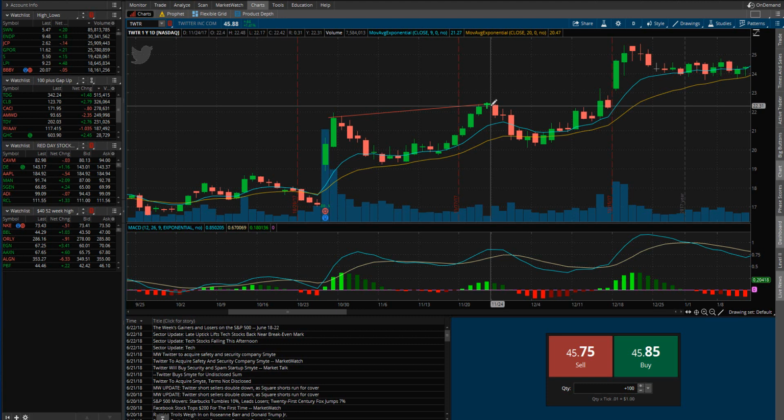Now, like I said in the beginning of the video, divergence means to separate. So with a bearish divergence, that means to separate, to get away from the bearish pattern. And when you're getting away from that bearish pattern, that means you are moving up.